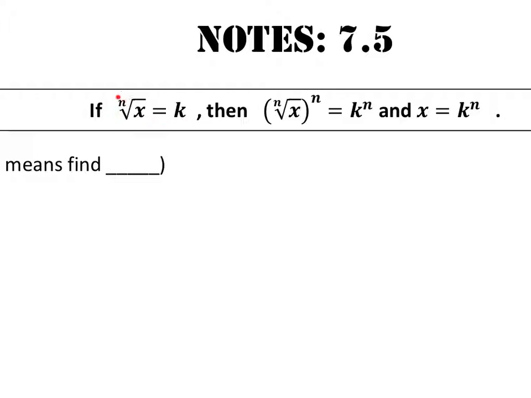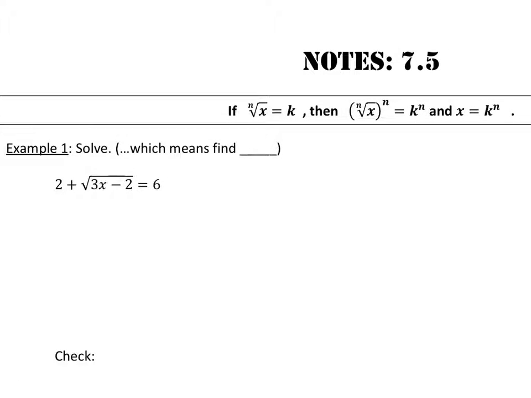To get rid of the index, which would get rid of the whole radical, we will raise it to whatever the index is. So here, the index was n, so we're going to raise both sides to the exponent n, and it makes it cancel out the radical, and we're just left with x by itself. Whatever the index is, you're raising it to that power. That's the basics of what we're doing.